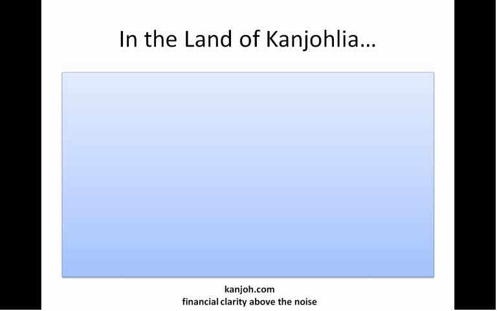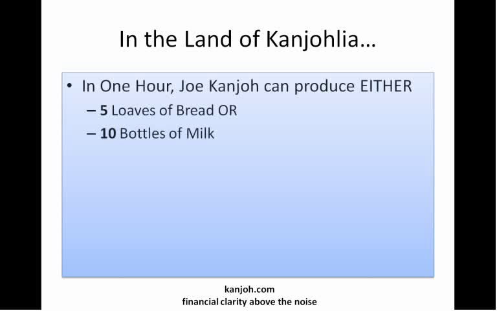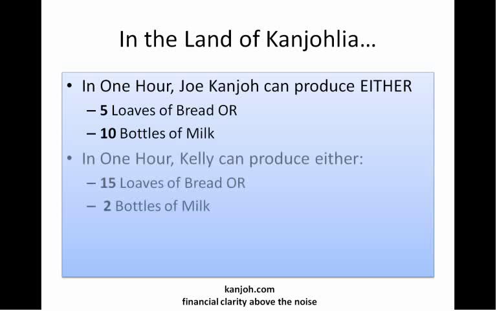Let's first take a look at Joe's production capacity. In 1 hour, Joe Canjo can either produce 5 loaves of bread or he can produce 10 bottles of milk. So he has a choice. Now Kelly has a different production capacity. In 1 hour, Kelly can produce either 15 loaves of bread or 2 bottles of milk.